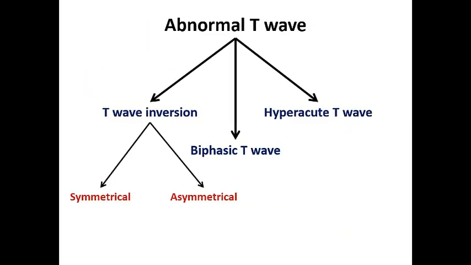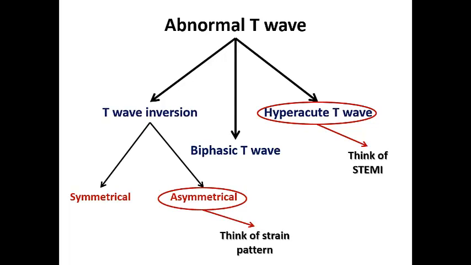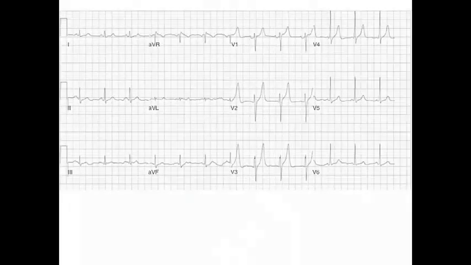We remember this diagram, of course, for the abnormal T-wave. We have the T-wave inversion, biphasic T-wave, and the hyperacute T-wave. We mentioned, of course, that the hyperacute T-wave reminds us of the STEMI, and sometimes it may even precede the ST segment elevation, and we have discussed this in a separate lecture. We have the asymmetrical T-wave inversion, which usually reminds us of the strain pattern or secondary repolarization abnormalities, and we always think of the symmetrical T-wave inversion and biphasic T-wave as very suggestive of myocardial ischemia.